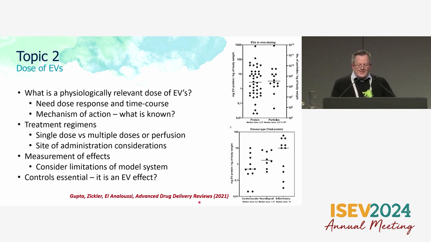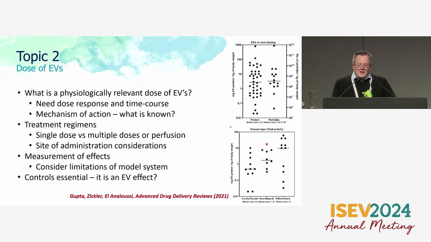And these two figures come from a really nice review from a few years ago, which shows the range of doses. So they surveyed 50 EV papers that were applying EVs and functional assays, and they found you could get doses from 0.1 milligram of EV protein per kilogram of body weight, right up to a gram of EV protein per kilogram of body weight. So there's no correct dose that you can use. You can see there's a massive, massive variability here.